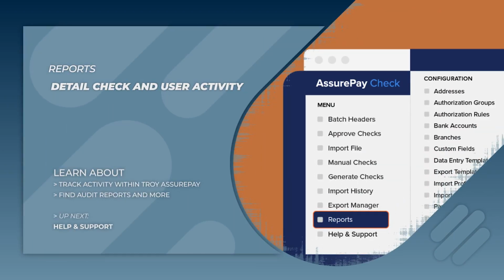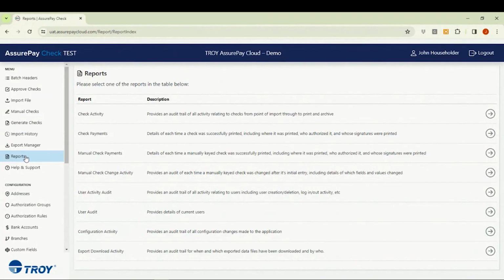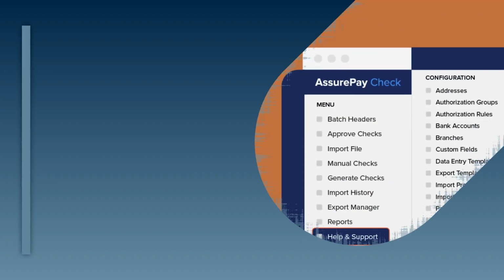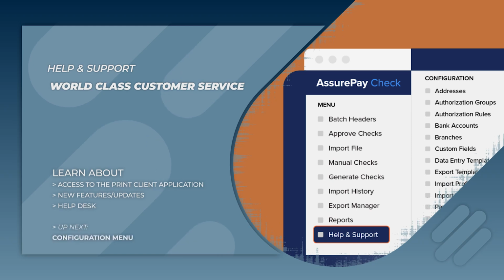Reports. Reports gives you the option to generate numerous reports that detail the check and user activity. This will show what checks have been paid, printed, by whom, what signatures were used, and so on. You can also find manual check reports and other types of audit reports here as well. Help and support.